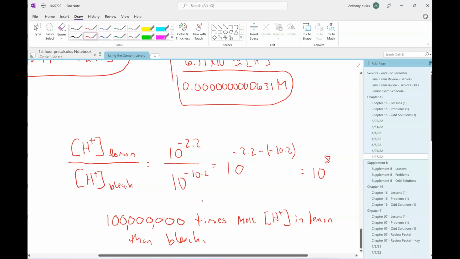So that means that the lemon has 100 million times the concentration of hydrogen ions than the bleach. Woo! That is a lot. All right. We got one more model.